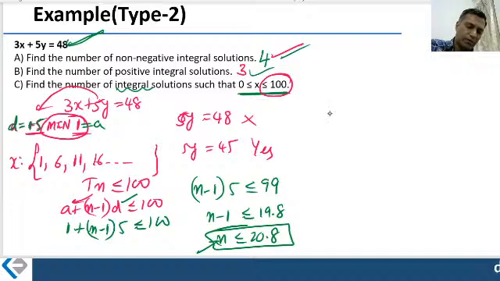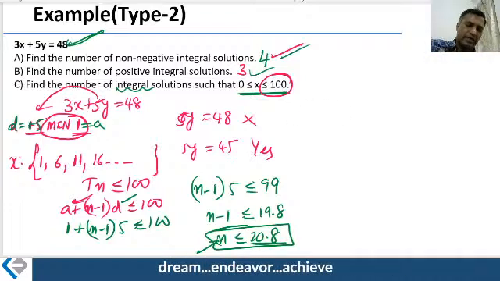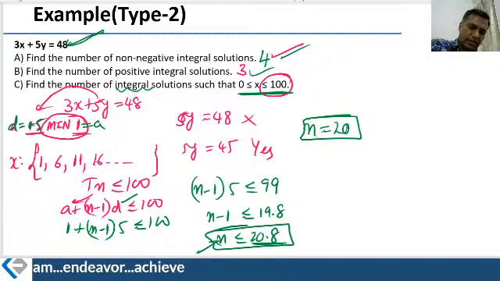N is nothing but the number of terms you're talking about. N can be 1, 2, 3 like this. N cannot be 20.8. Therefore, what is the value of n you should take? Therefore, you would say that n is equal to 20. There are 20 terms. Now, how many integral solutions for x lying between this?